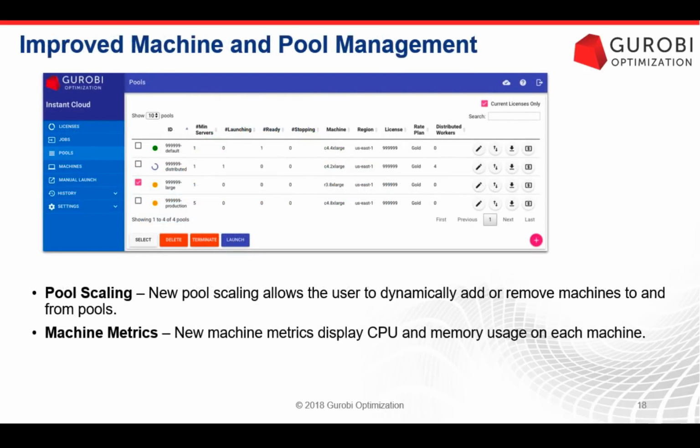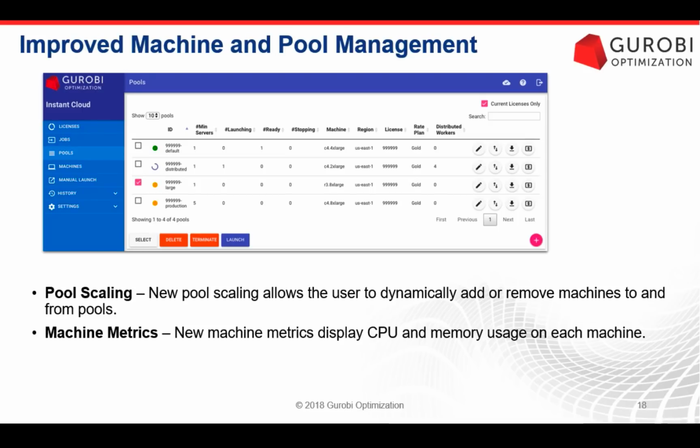We've also improved your ability to manage your cloud machines, or your pools of cloud machines. What I'm showing here is a screenshot from cloud.gurobi.com, which is the web interface for managing your cloud instances. For existing cloud users, this screen probably looks familiar, but we've added some significant new capabilities. First one I want to highlight is pool scaling. A pool allows you to pre-configure a machine or a set of machines for use together on the cloud. The new pool scaling capability allows you to dynamically increase or decrease the size of your pool.